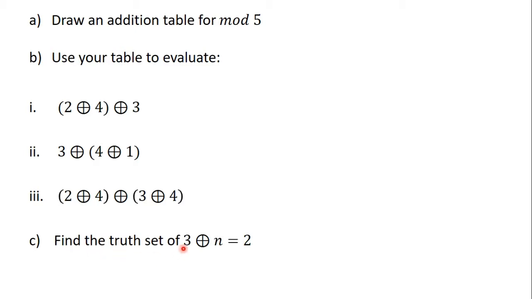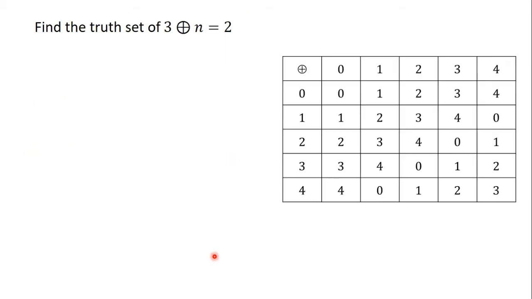Find the truth set of 3 plus n is equal to 2. So we are going to use the addition table for mod 5 we drew in the previous video to find the truth set of 3 plus n is equal to 2. The table we have here is an addition table for mod 5. We drew this table by using the set 0, 1, 2, 3, 4.